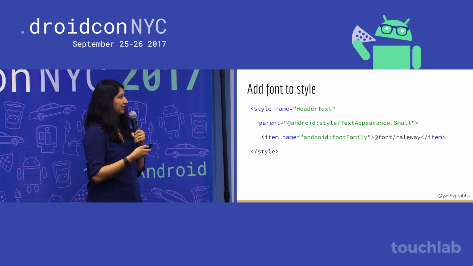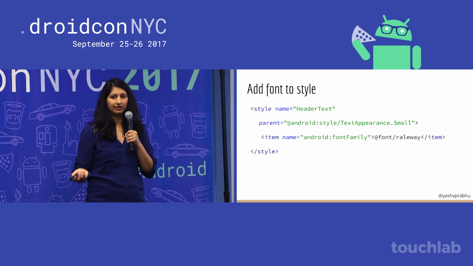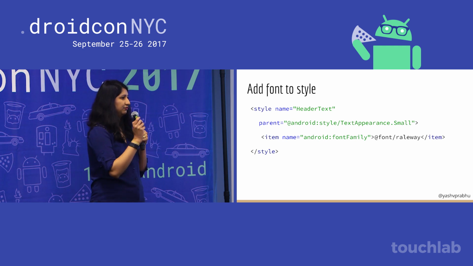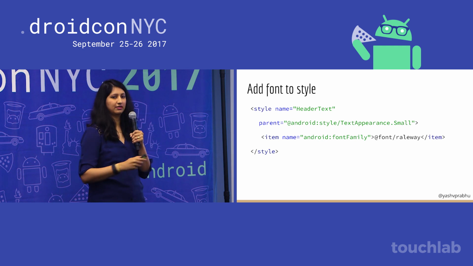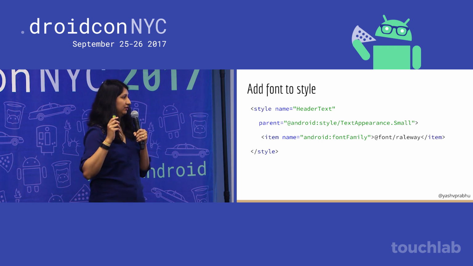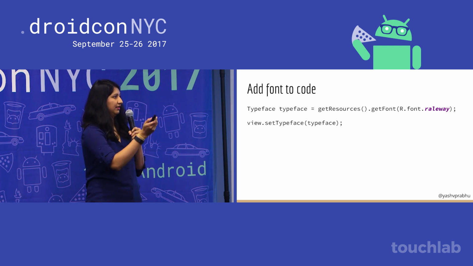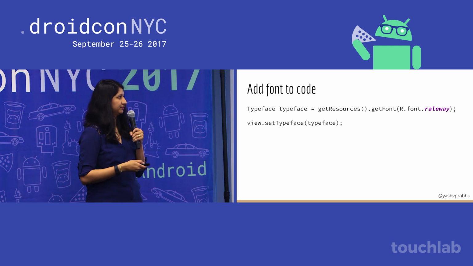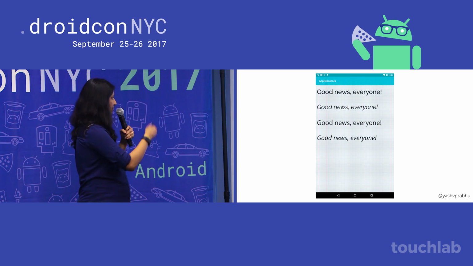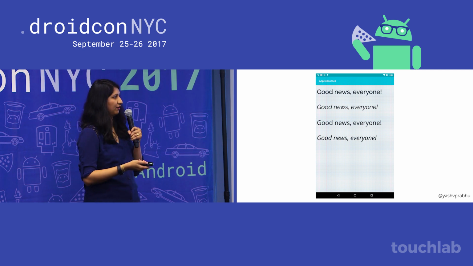You can also add font to style. So say you want all the header text in your app to be font Raleway, then you can do that. If you want all the subheader text to be font Open Sans, then you can do that. And finally, you can add font to the code by just doing typeface and then getting whichever font you want to use.